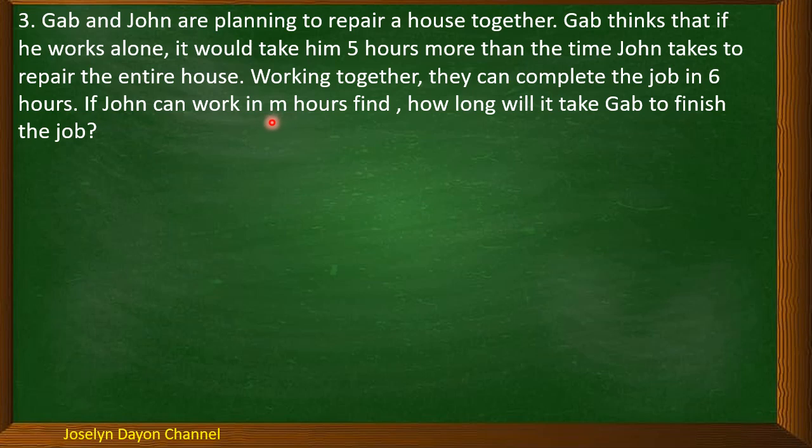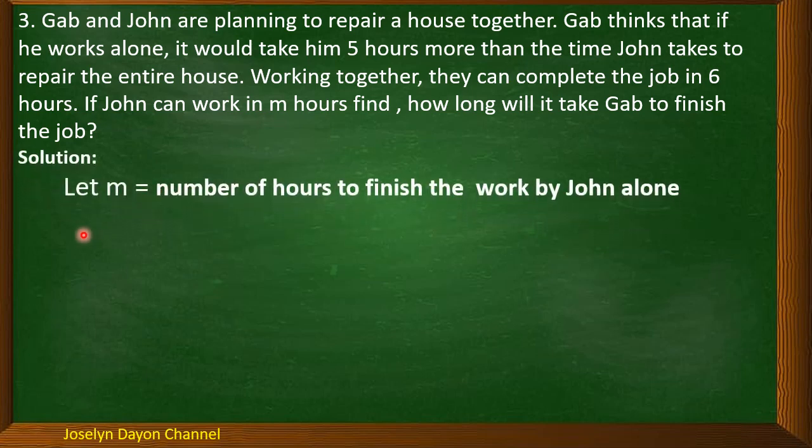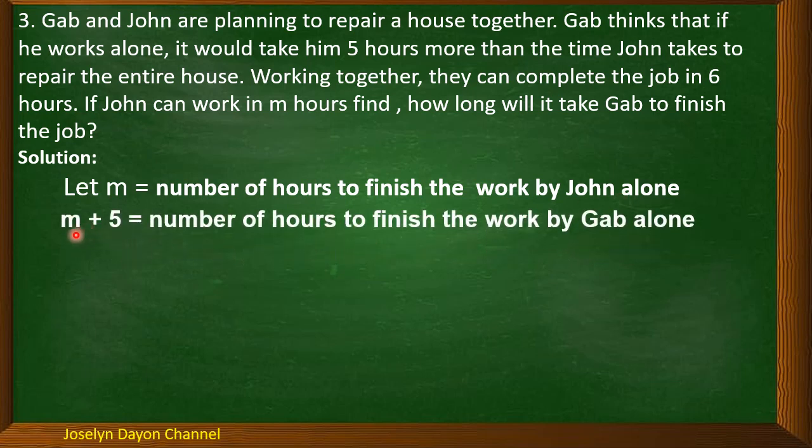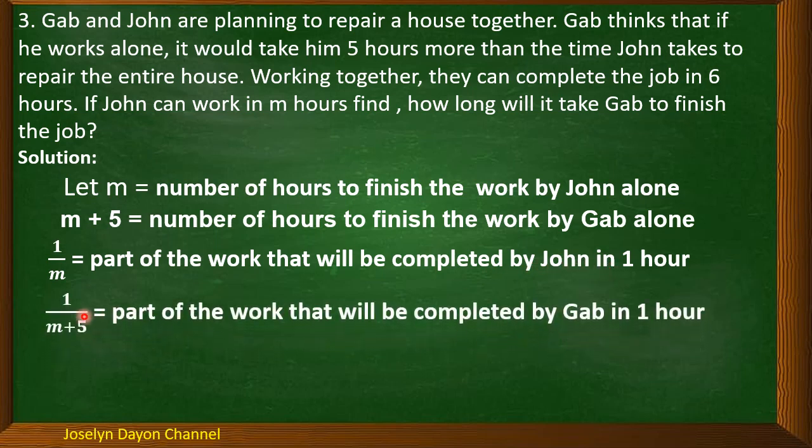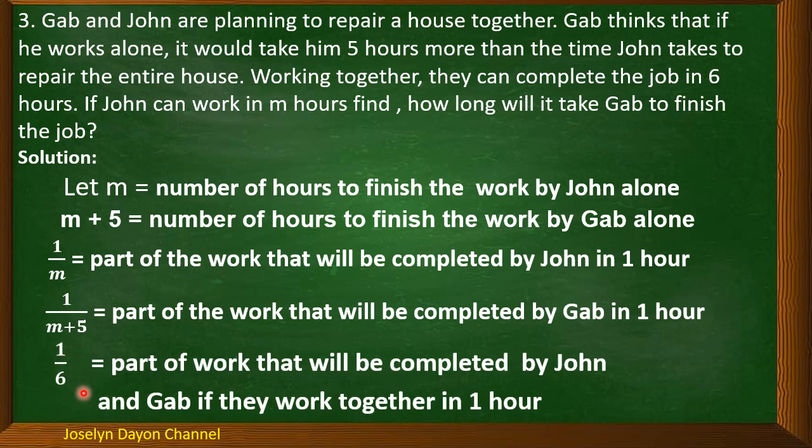Okay, for our solution, first we have to represent the unknown. So we let m be the number of hours to finish the work by John alone. So m plus 5 represents the number of hours to finish the work by Gab alone. 1 over m will represent the part of the work that will be completed by John in 1 hour. And 1 over m plus 5 is the part of the work that will be completed by Gab in 1 hour. And of course, 1 over 6 is the part of the work that will be completed by John and Gab if they work together in 1 hour.